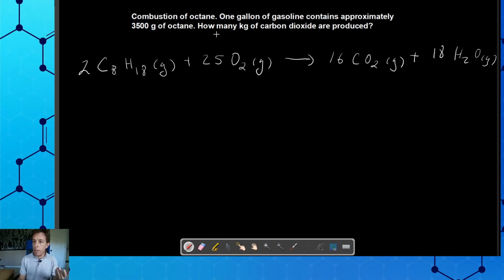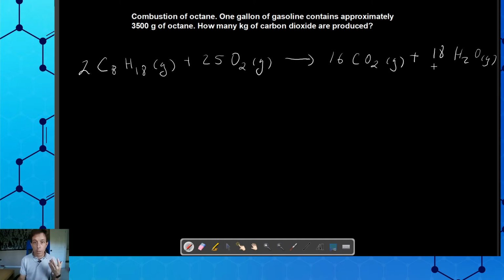So the question now is, how many kilograms of carbon dioxide are produced? Now, as we discussed in lecture and in other videos, we cannot use these stoichiometric coefficients as grams. These are just meant to be counts. So this is read as 2 molecules of octane react with 25 oxygen molecules to make 16 CO2 molecules and 18 H2O molecules. These do not represent grams.